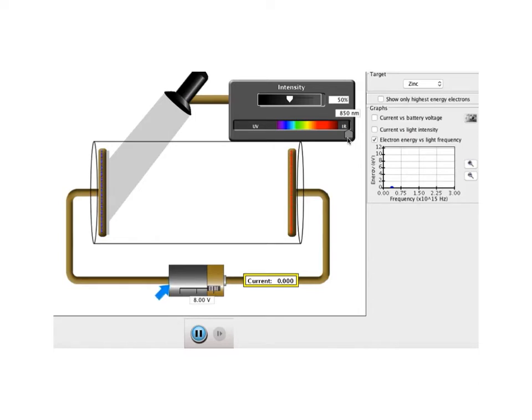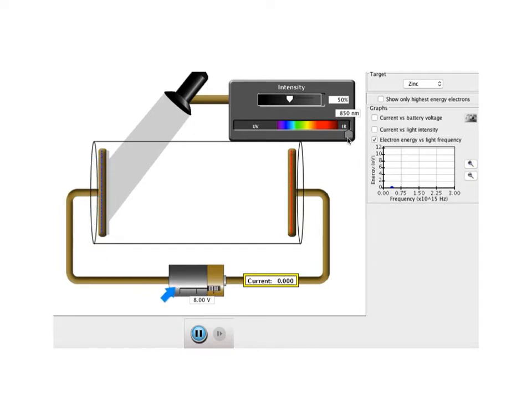At present, the negative terminal of the battery is connected to this metal plate. And on the metal plate is a particular shiny metal surface that has been placed there. In this case, it is zinc. On the other side is another metal plate which is connected to the positive terminal of the battery or the voltage supply.